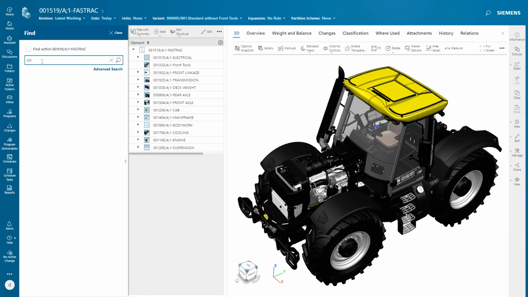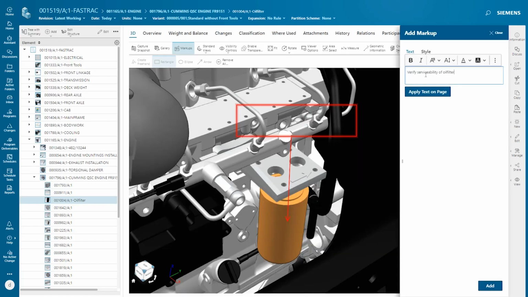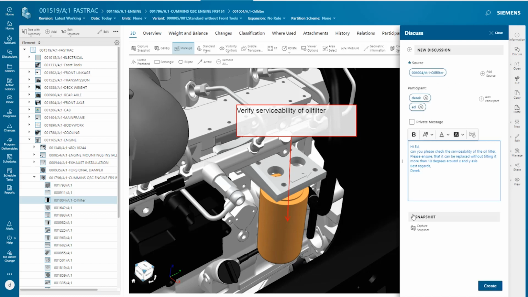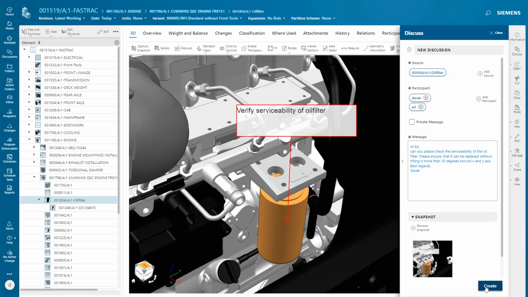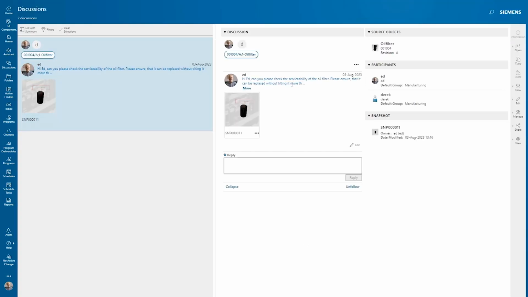The service planning manager opens the tractor BOM tree in Active Workspace and searches for the oil filter. He adds a markup and starts a discussion thread with the service engineer, sharing a snapshot of the oil filter and area of interest. The service engineer receives a notification, alerting him to the message.